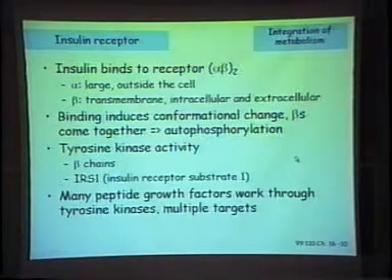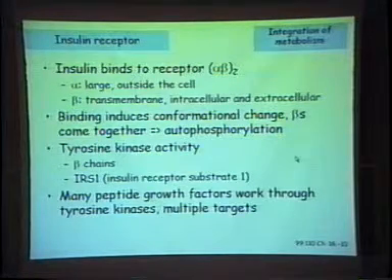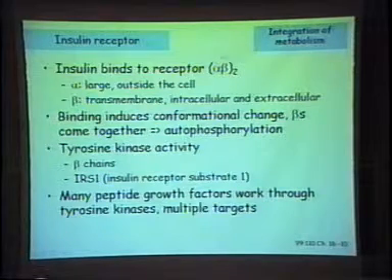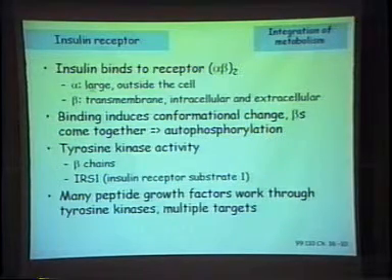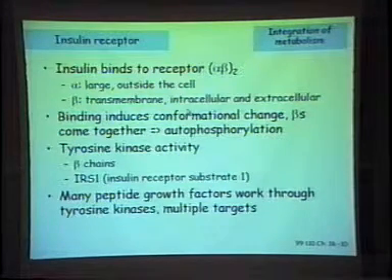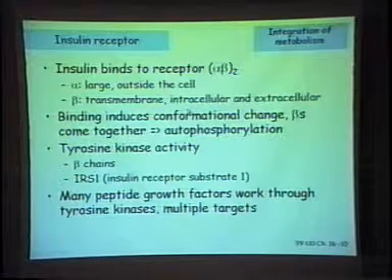Insulin by itself does nothing. It's just a little peptide. It has to bind to a receptor, and the insulin receptor is a dimer of dimers, so it's alpha 2 beta 2. The alpha regions are outside the cell, and the beta regions are transmembrane, the outer part in contact with the alpha, the inner part inside.